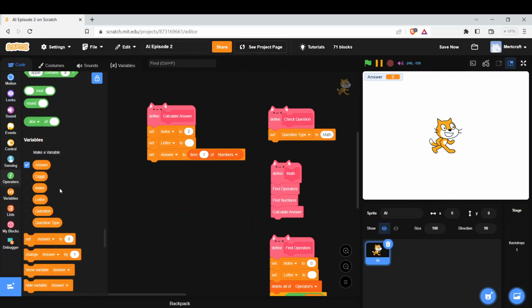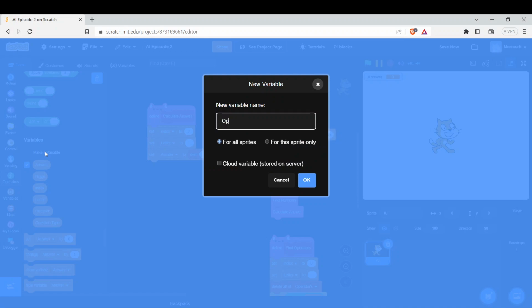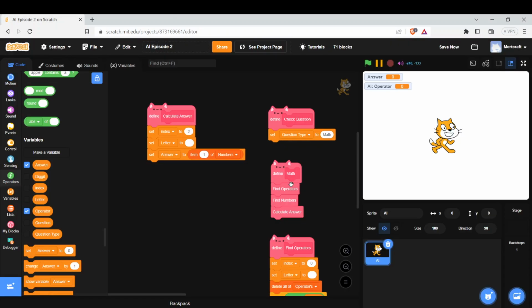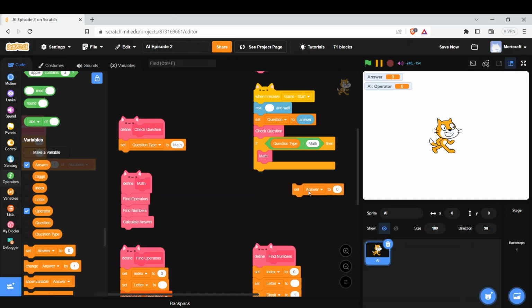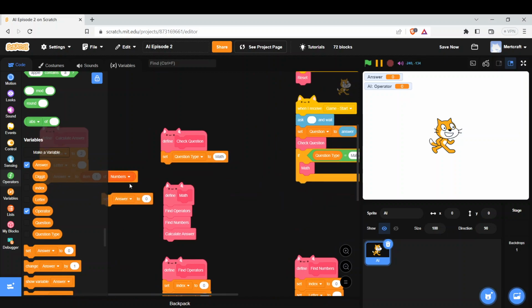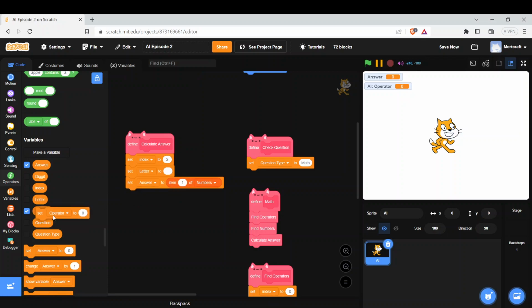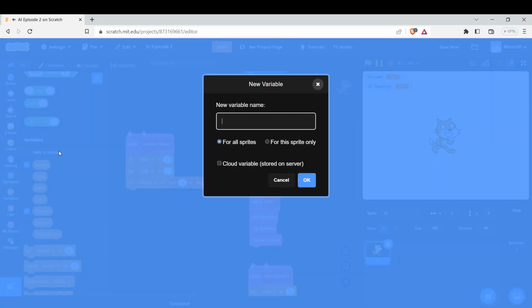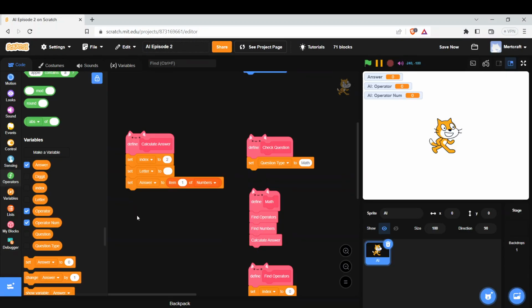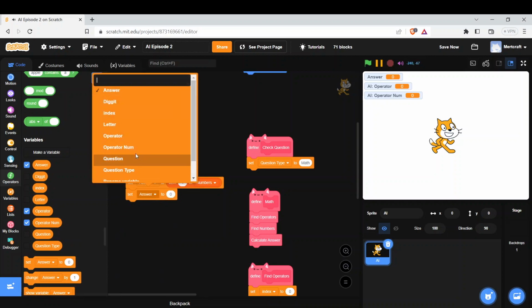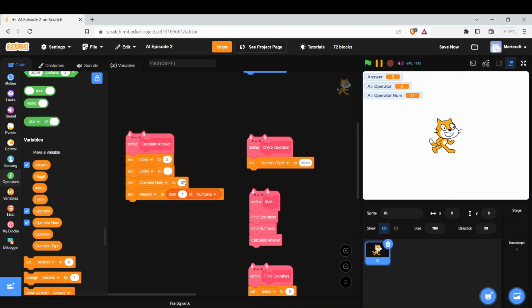And then guys, make a new variable, call this operator, for this sprite only. So set operator to, in here, let's just do that later. And we need another variable, call this operator num. Num stands for number, for this sprite only. So in here set operator num to 1.